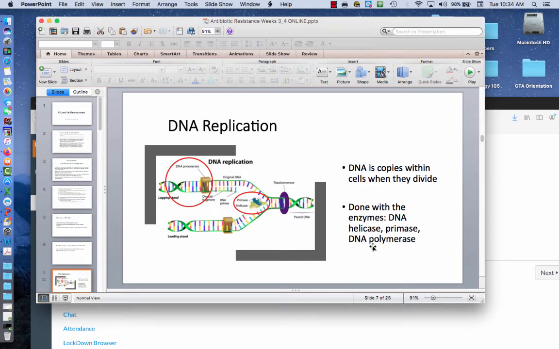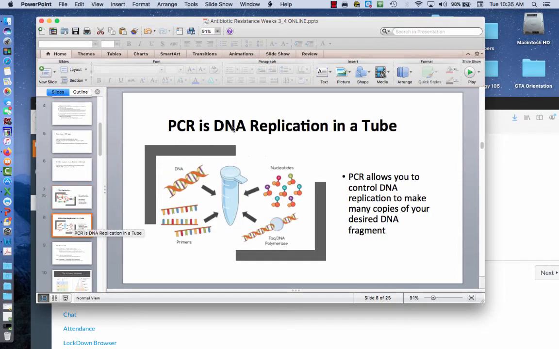And then DNA polymerase comes in after primase has laid down the primer, and DNA polymerase then builds the homologous strand. Remember, you watched a video of this prior to coming, or prior to this module.